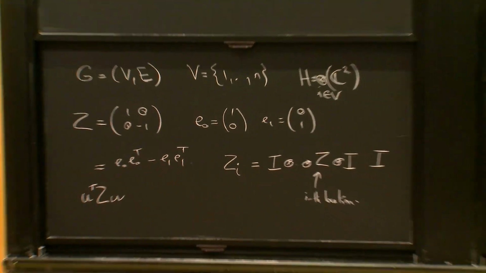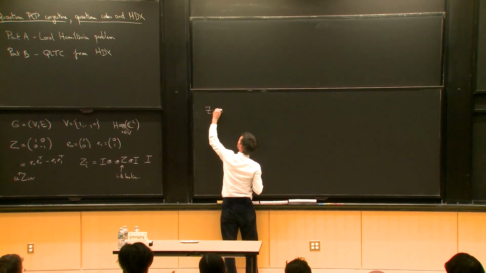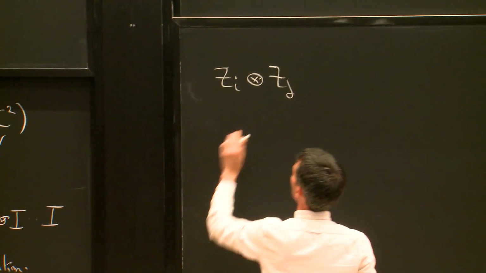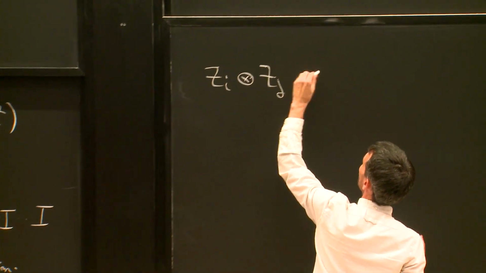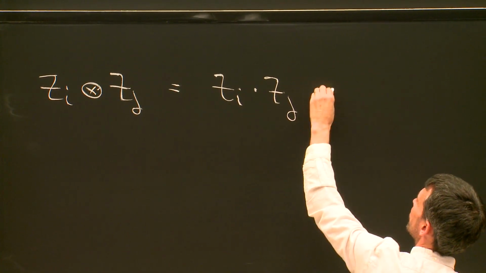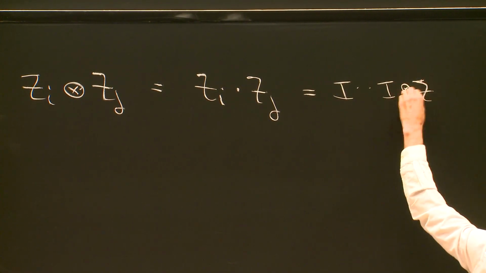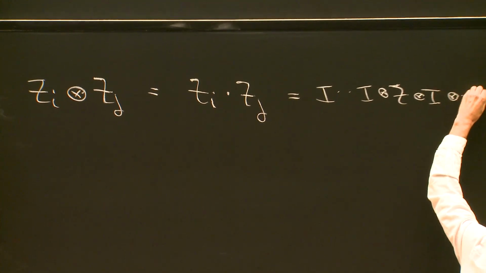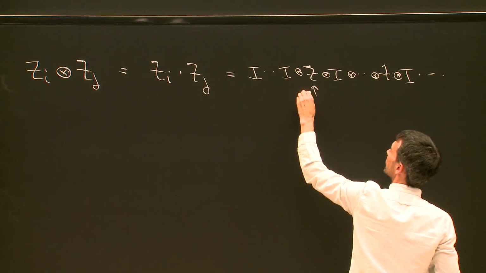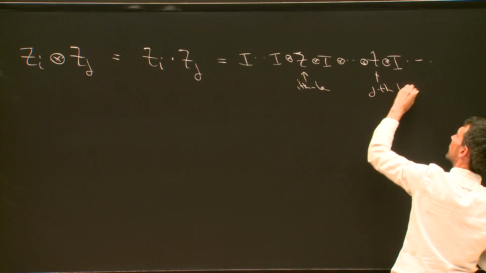Now, when I write something like Zi tensor Zj, I'm a little bit sloppy in my notation. By this I really mean, maybe I should write Zi times Zj. I will use these two notations interchangeably, and this is also identities everywhere, and I have Z in the ith location and Z in the jth location. Okay, i different from j.